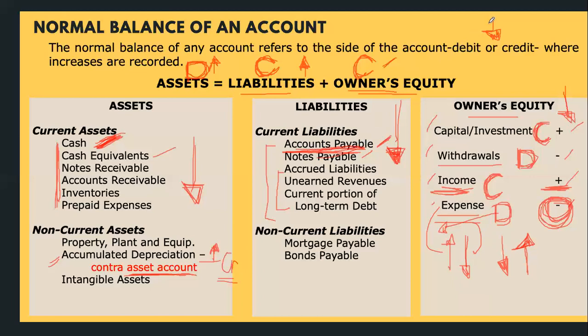So, it will decrease. Because again, the normal balance of liability is credit, and you debit the accounts payable account, therefore, it will decrease the total liabilities account. So, those are just questions.